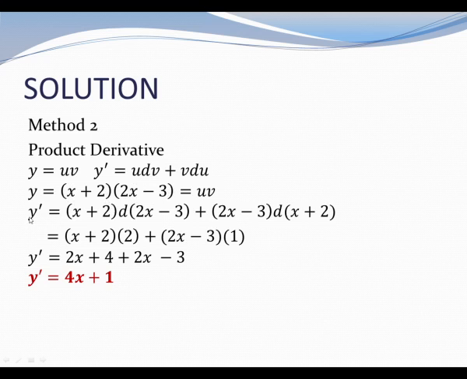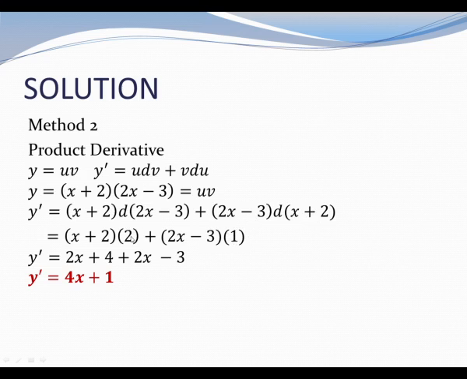So if we consider the u as x plus 2 and the v as 2x minus 3, then the derivative of y with respect to x, or simply y prime, is the u times the derivative of 2x minus 3 plus the v times the derivative of x plus 2. So you have to put d in order to indicate that we have to find the derivative of this expression. So finding the derivative of 2x minus 3 is now equal to 2, and then plus the quantity 2x minus 3 times the derivative of x plus 2, which is 1.